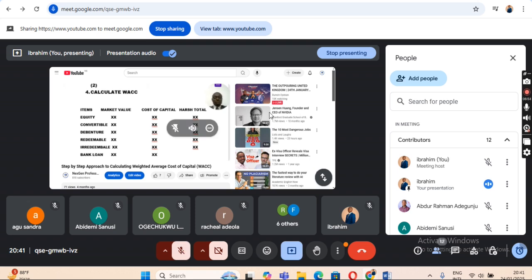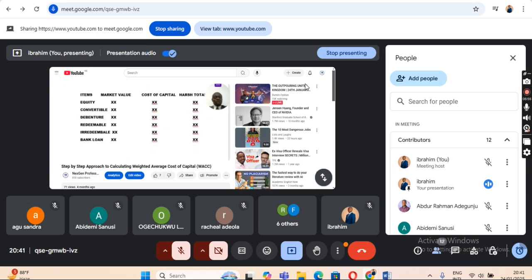Now, you multiply, you have your hash total. Therefore, weighted average cost of capital, WACC, is equal to your hash total divided by the total market value. You have to sum the total market value. This is the total market value, please. Right? We have total market value.